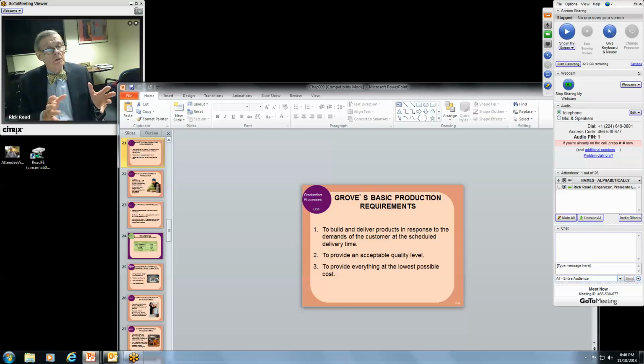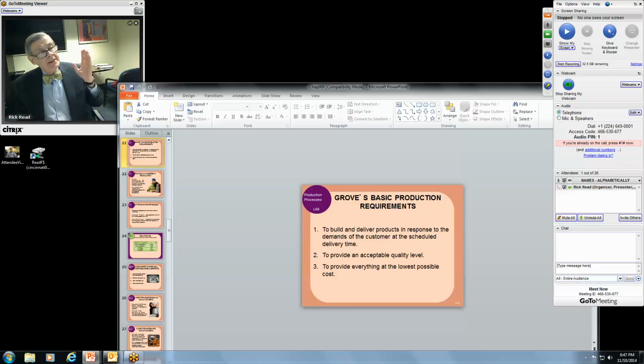To build and deliver products in response to what the customers want and get them to the customers when they want them. To provide, and I'm going to change this a little bit, a level of quality that exceeds what the customer expects, because that's what we're trying to move to today. Not just acceptable, as he said, although there's nothing wrong with acceptable. Acceptable is fine. We're trying to move beyond that. And then to provide everything to the customer at the lowest possible cost.